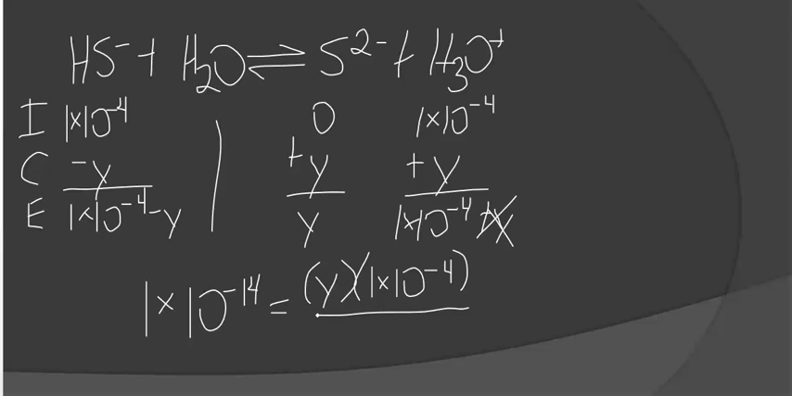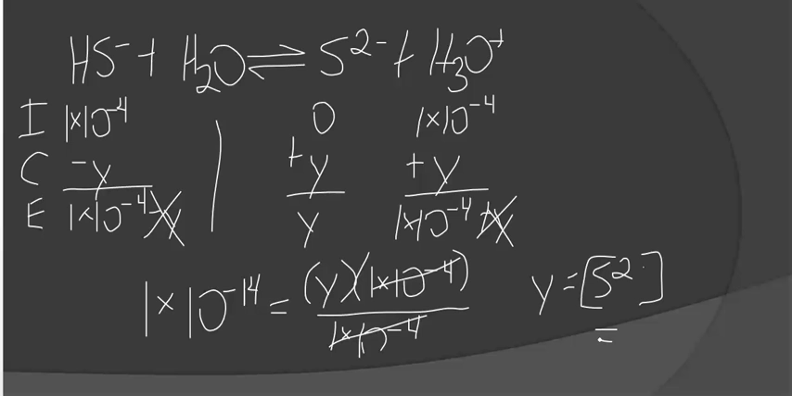Divided by 1 times 10 to the negative fourth minus y, but again, we're going to assume y is negligible, so get rid of that. And you'll notice that 10 to the negative fourths cancel out. Y, which is equal to the concentration of sulfide, is just the value for Ka2, 10 to the negative 14th. So that's how we would solve a diprotic acid.